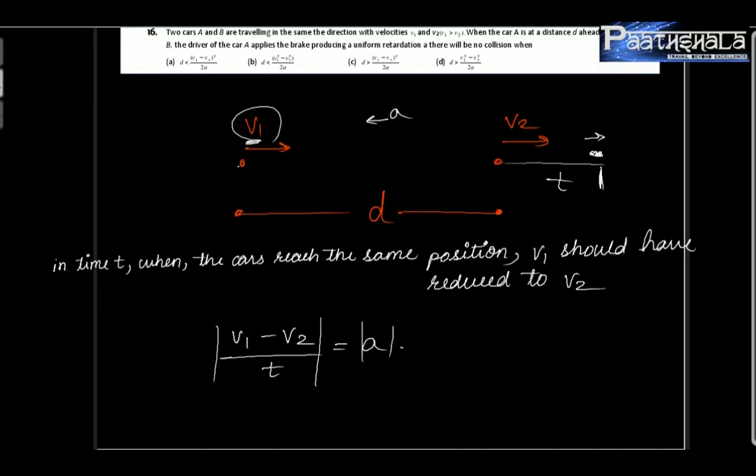Alright. Now let us look at distances covered. V1 covers a distance of S is equal to V1 t minus half a t square. That's correct.